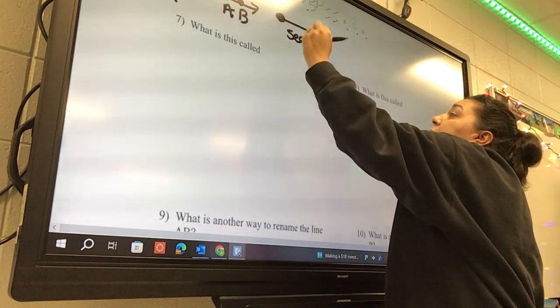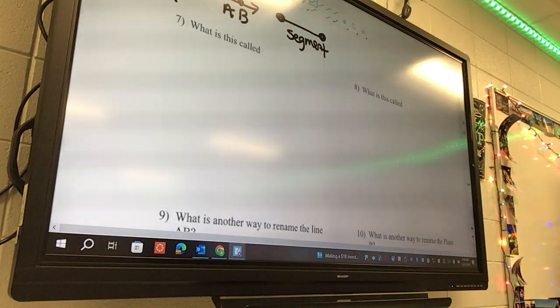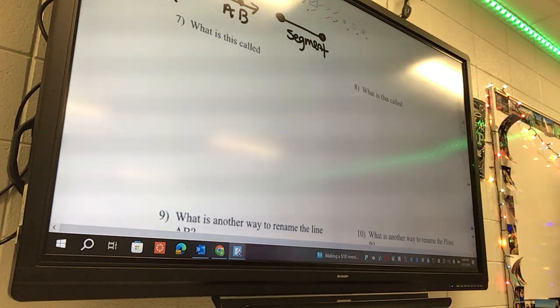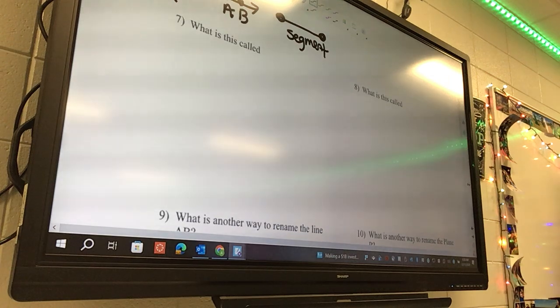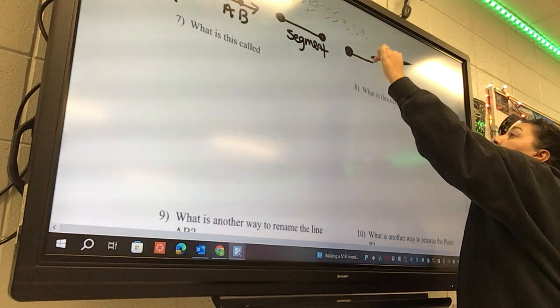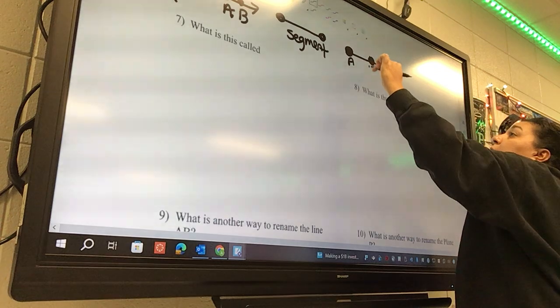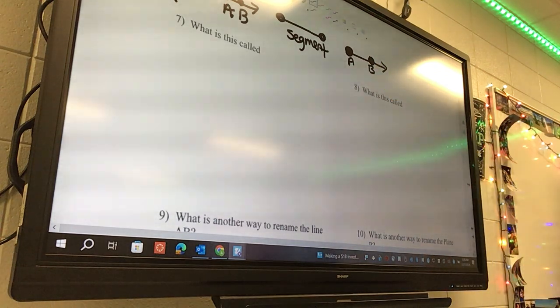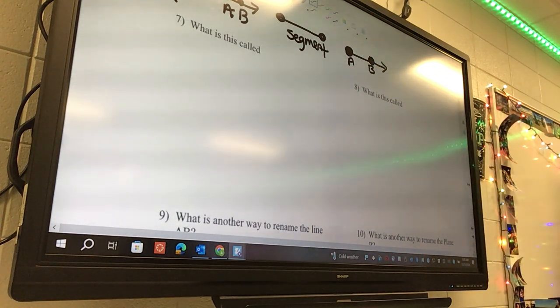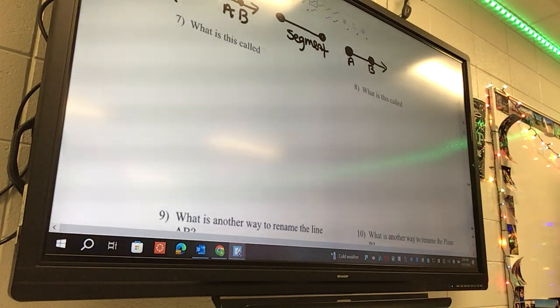This is called a segment, if you remember. The segments are just like the lines. You could say AB, BA, CA, any combination of the ends, so any combination of the 2 points. We have a ray. The rays are very particular about how you name them.